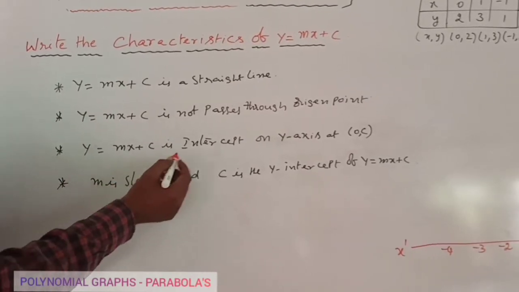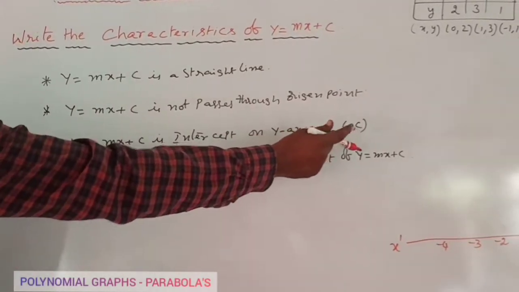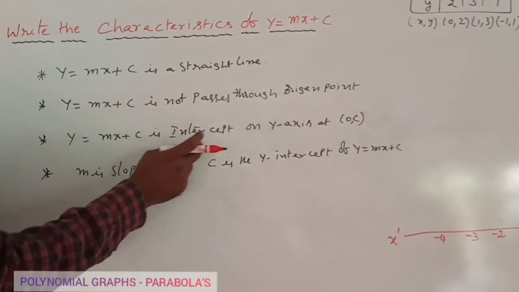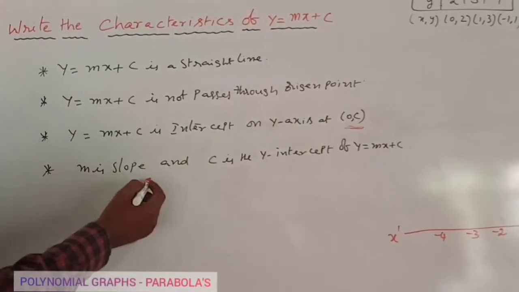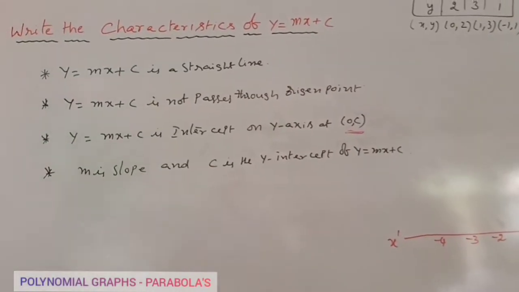y equal mx plus c intersects the y-axis at 0 comma c. Here m is the slope and c is the y-intercept of y equal mx plus c.